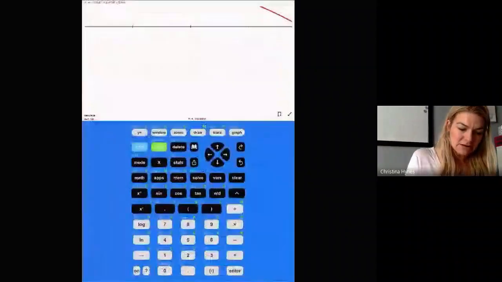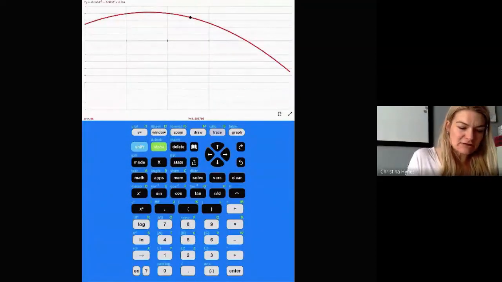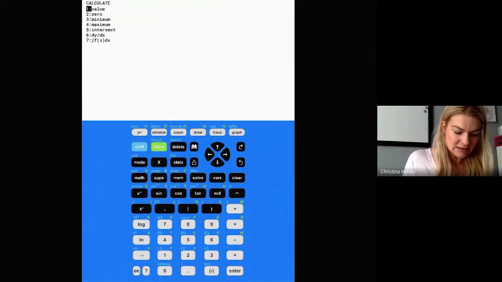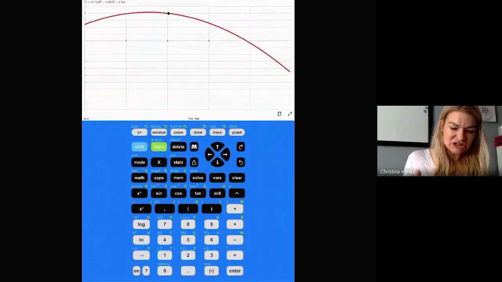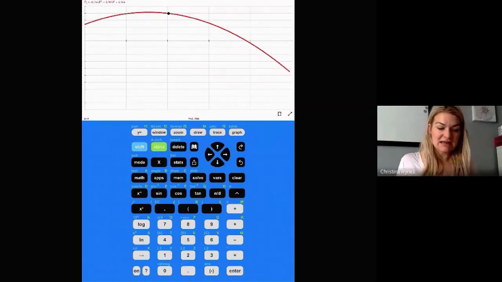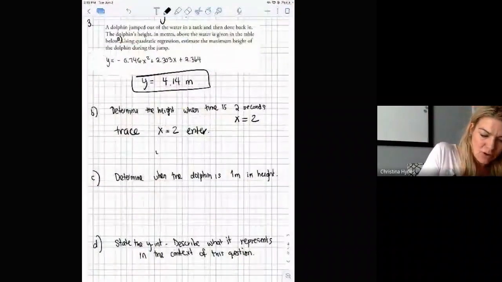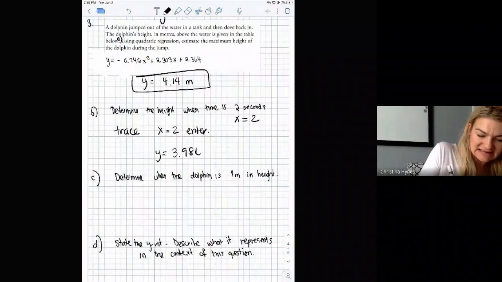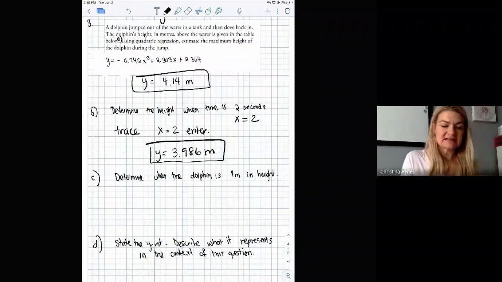Okay. So mine, again, like I said, my calculator is not the greatest. I have to always press more buttons or do it differently. So I'm pressing trace, then 2, enter, and you should get that the height is, for me, 3.986 meters. So y equals 3.986 meters, and that's the height when he is 2 seconds into that jump. Okay, so all I did was I pressed trace, x equals 2, enter.